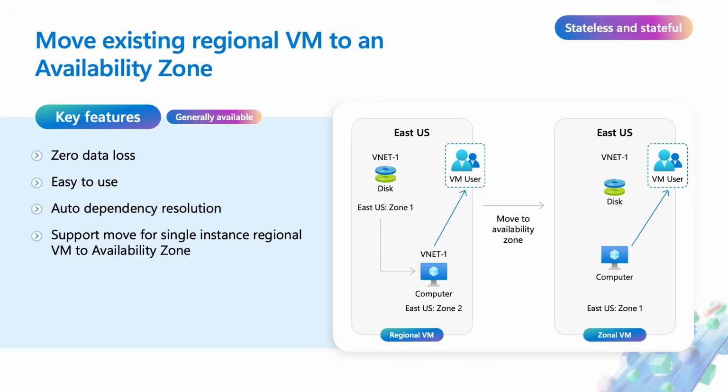Whenever possible, deploy your critical VMs to a specific availability zone. This ensures that your VM, its disks, and associated networking resources are all co-located within the single zone, eliminating cross-zone dependencies and improving both resiliency and performance.